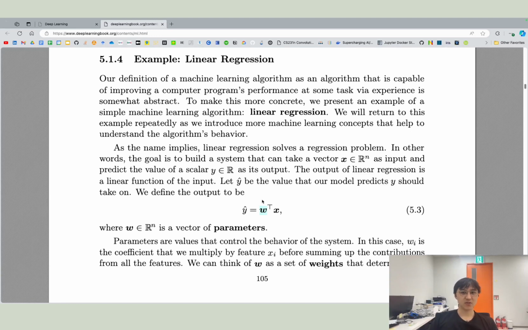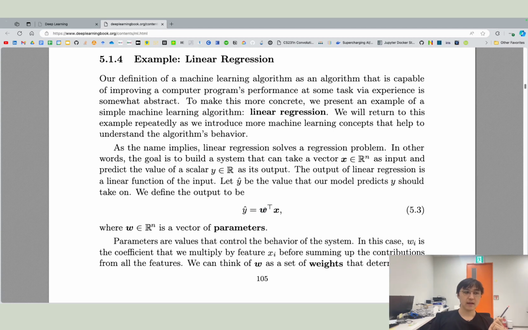I think you have heard that maybe ChatGPT has 7 billion parameters, or 3 billion parameters, or something like that. Parameters are the values that control the behavior of the system. In our case, it means that for each value in this vector, we will multiply by the corresponding element in the vector w.